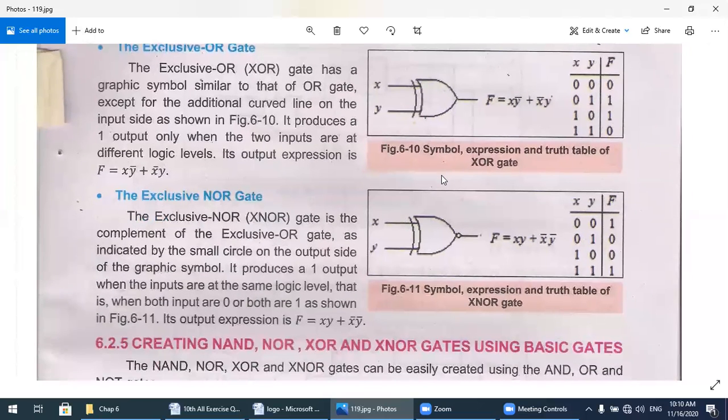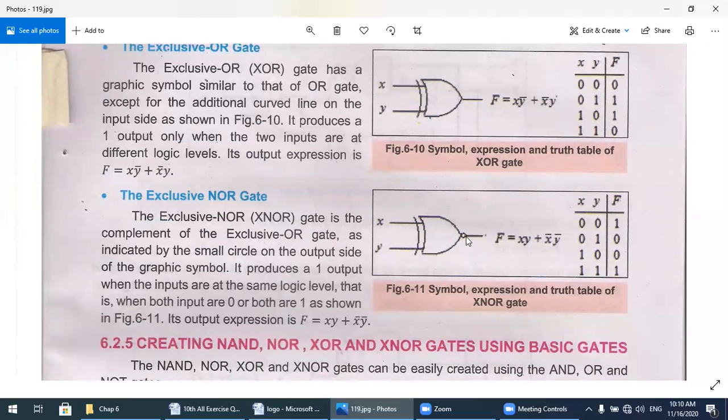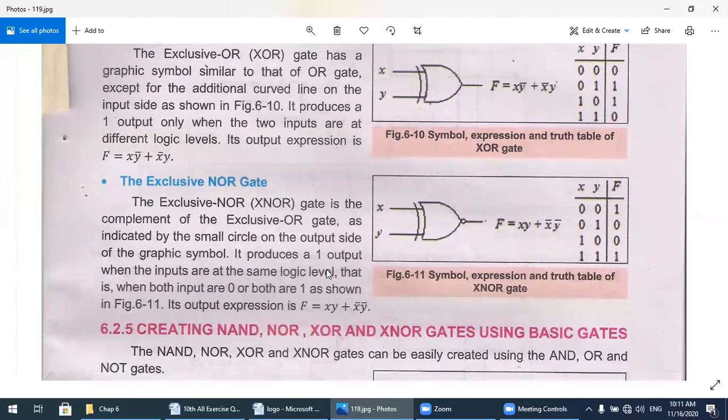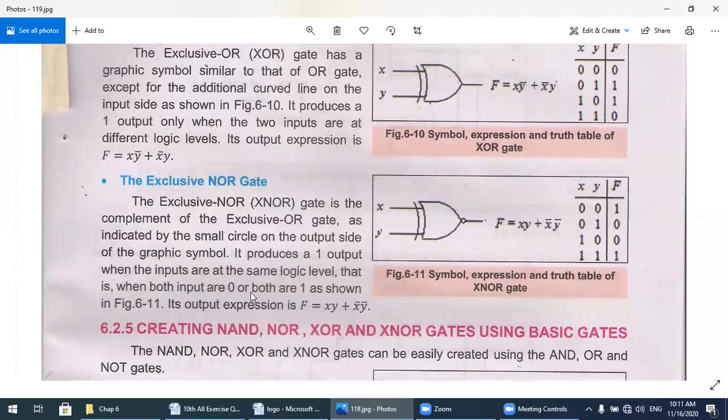Similarly, there is the exclusive NOR gate. The exclusive NOR gate is the complement of the exclusive OR gate, as indicated by the small circle on the output side. It produces a one output when the inputs are at the same logic level, that is, when both inputs are 0 or both are 1 as shown in the figure. So its equation is f is equal to xy plus x complement y complement. This equation represents the exclusive NOR gate.